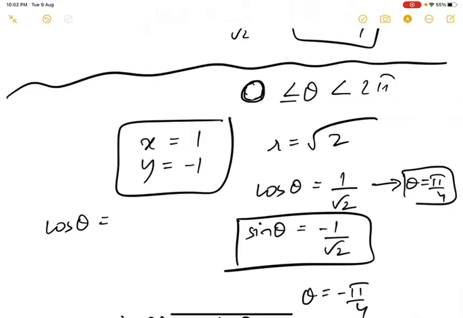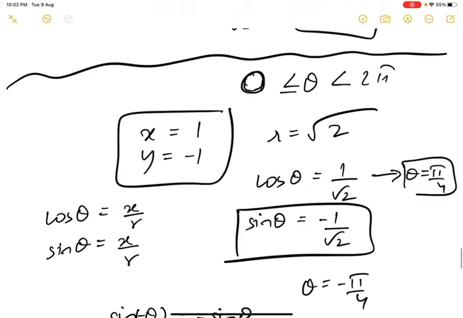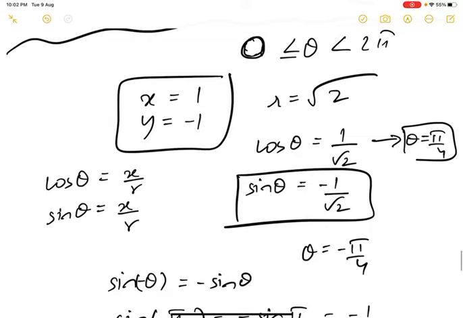x by r, and sin theta is y by r. So using this, I am getting these two values, 1 by root 2 and negative 1 by root 2. Then I can check that theta is minus pi by 4 is satisfying. It is satisfying both these conditions for cos and for sine.